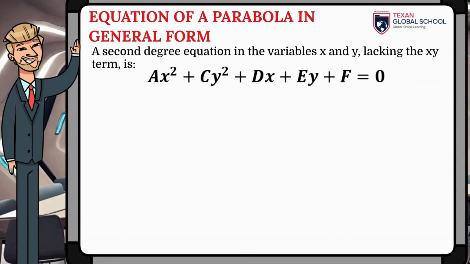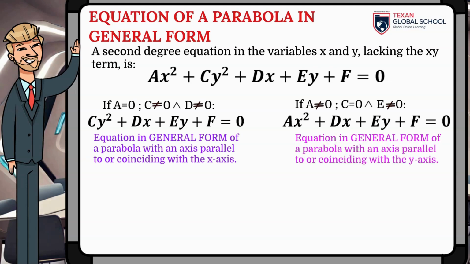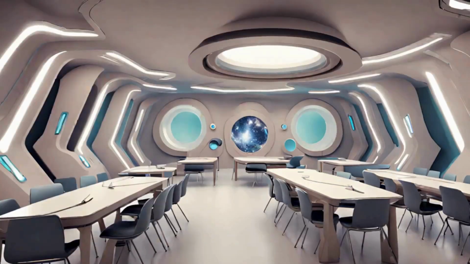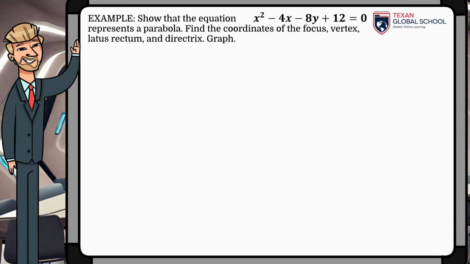Now, the general form of a quadratic equation in the variables x and y, lacking the term xy, is shown on the board. Two cases are derived from it, which represent a parabola. If you want to obtain the standard form from the general form, complete the square. If you want to obtain the general form from the standard form, develop it algebraically. Let's look at an example. Show that the equation x squared minus 4x minus 8y plus 12 equals 0 represents a parabola. Find the coordinates of the focus, vertex, latus rectum, and directrix.